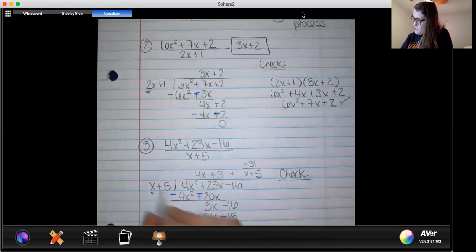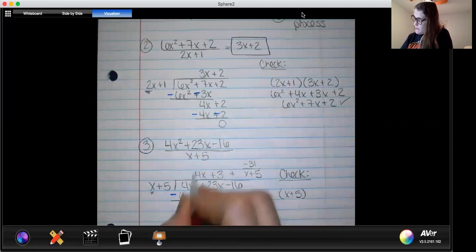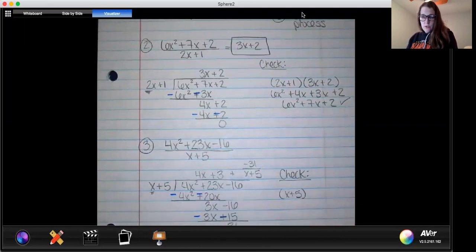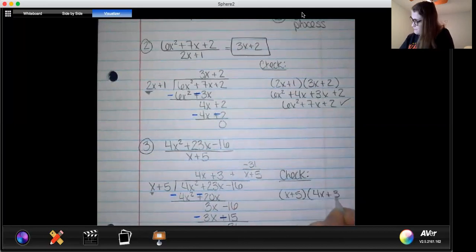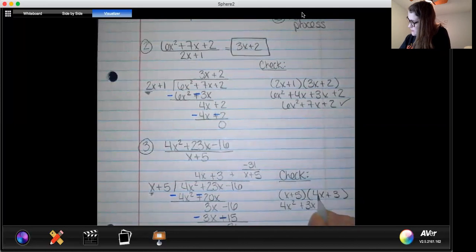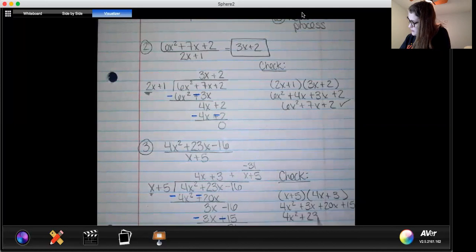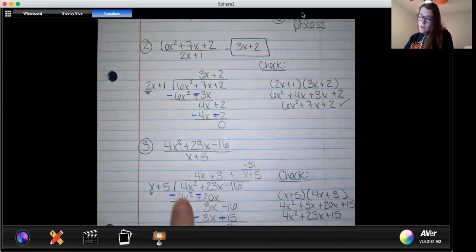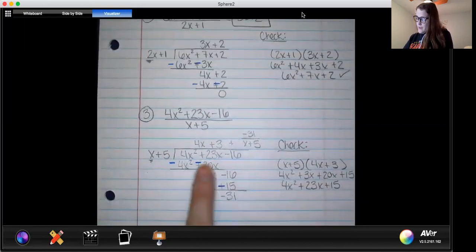Now, how do I check a problem with a remainder? You take your divisor, x plus 5, and you multiply it by the normal part of your quotient answer, not the remainder, just the normal part. Multiply that out: x times 4x, x times 3, 5 times 4x, and 5 times 3. So we get 4x squared plus 23x plus 15, which is very close to our original answer, but it's not there. It's almost there.